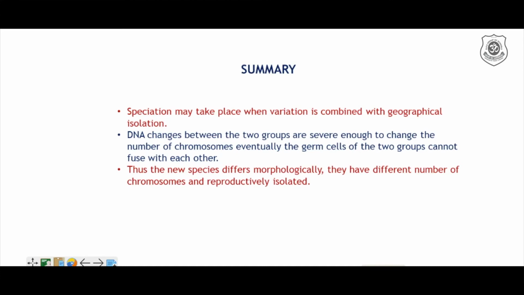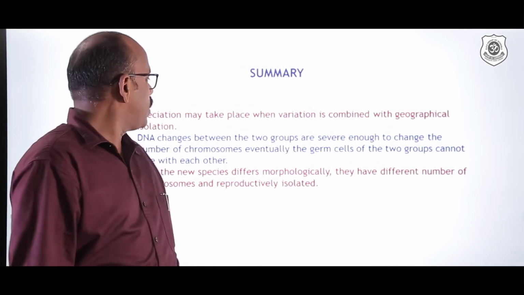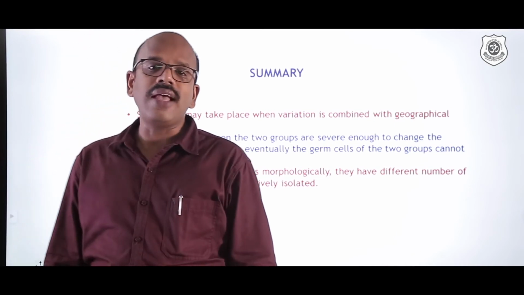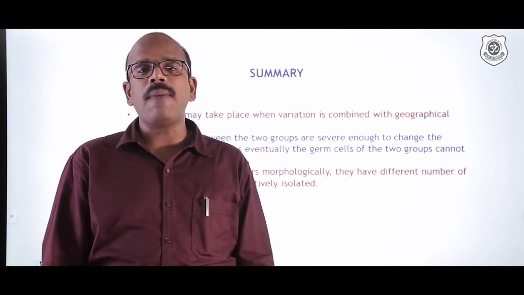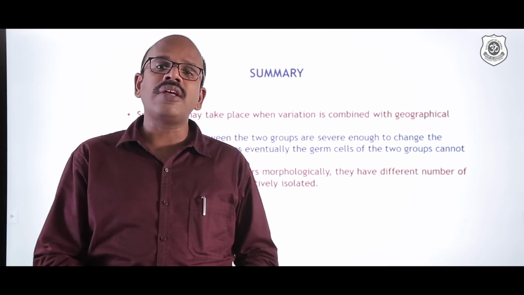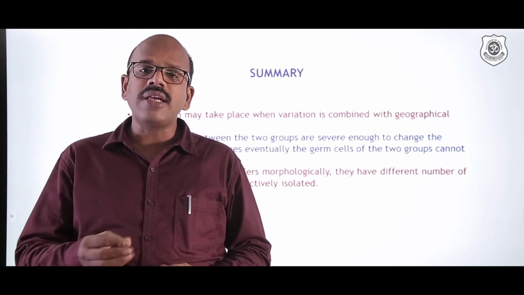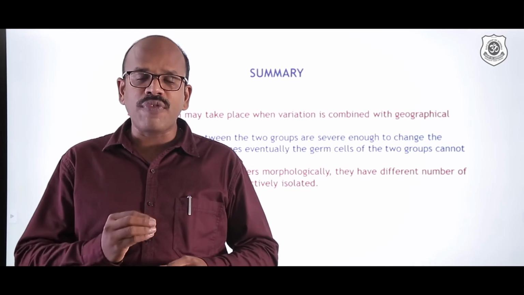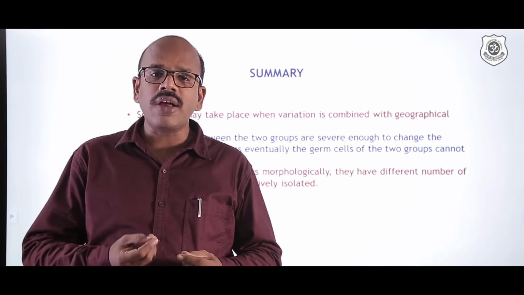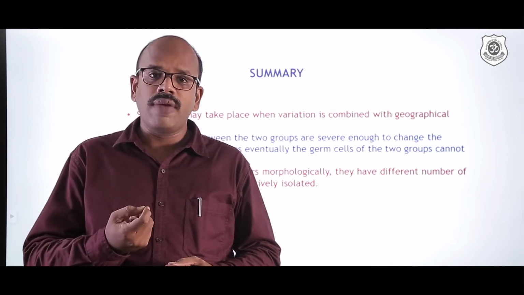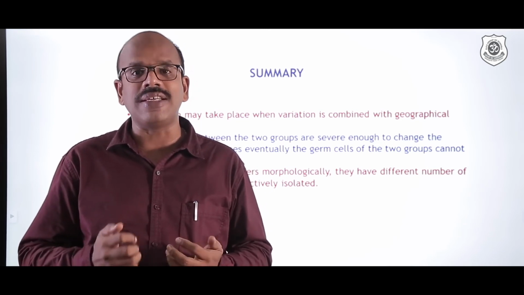Now, we will see the summary. Speciation may take place when variation is combined with geographical isolation. Yes, children, geographical isolation is very important. In the given example, we have seen that the river forms one of the geographical isolations. In the same way, when there is no geographical isolation, the gene flow is very easy. When geographical isolation exists, we can even call that ecological isolation.